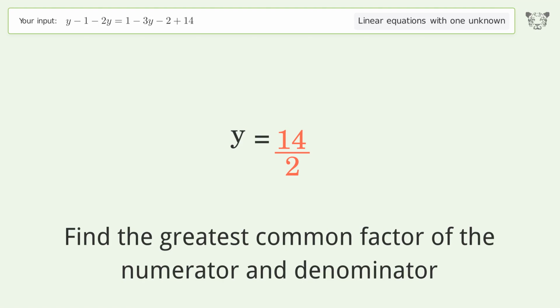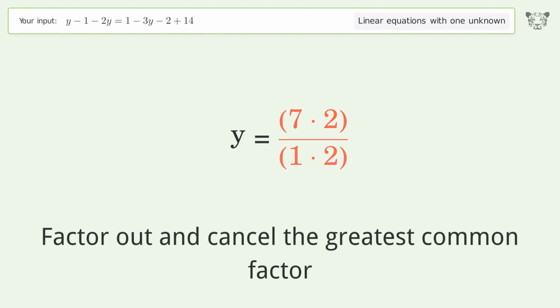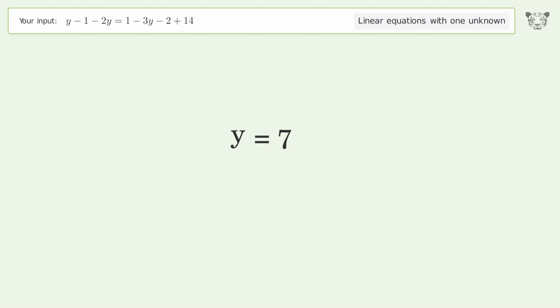Find the greatest common factor of the numerator and denominator. Factor out and cancel the greatest common factor. And so the final result is y equals 7.